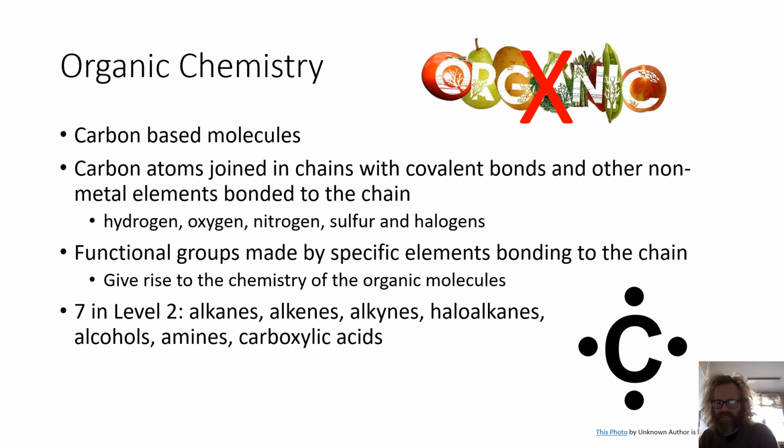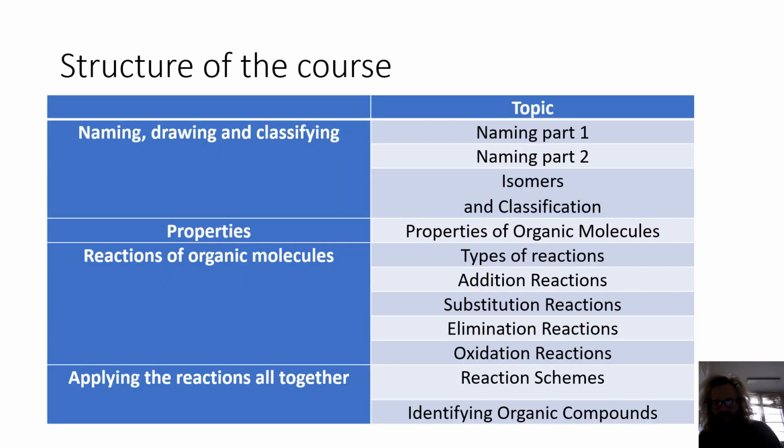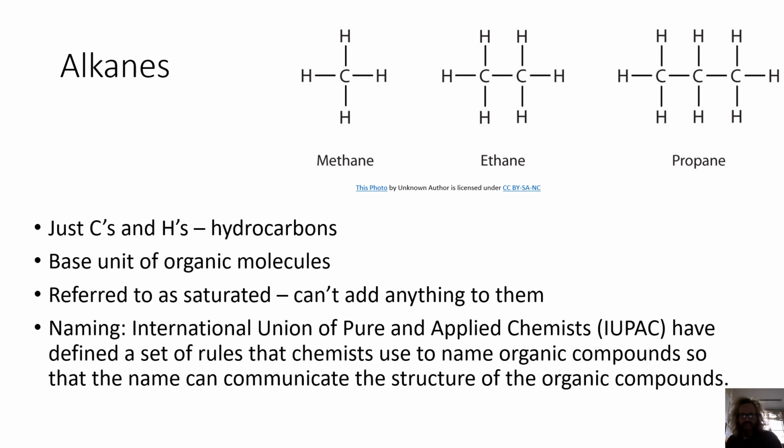And in this course, we're going to look at 7 families: alkanes, which are like the base unit, alkenes, alkynes, haloalkanes, alcohols, amines, and carboxylic acids. So we're going to start off by learning how to draw them and how to name them and how to classify some of them before we think about some of their properties, and then spend a whole lot of time thinking about the reactions they get involved with. And finally, we apply these reactions together in a couple of different ways. So we'll start with alkanes.